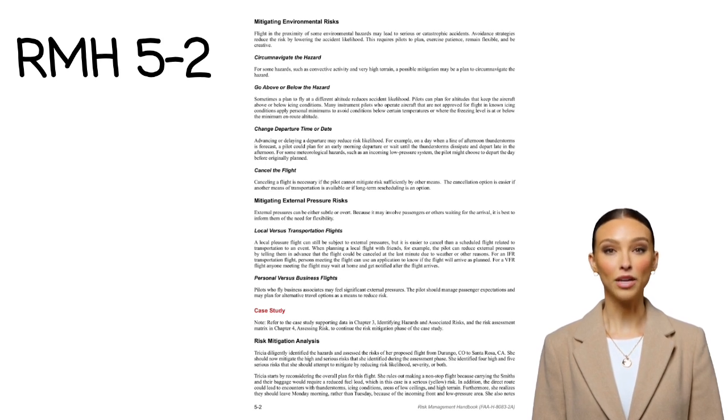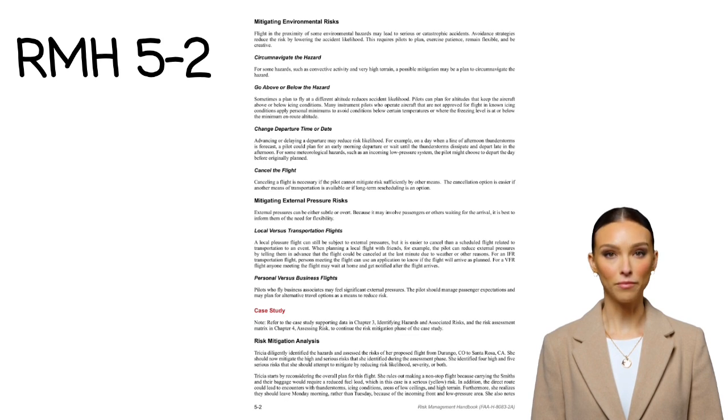Go above or below the hazard. Sometimes a plan to fly at a different altitude reduces accident likelihood. Pilots can plan for altitudes that keep the aircraft above or below icing conditions. Many instrument pilots who operate aircraft that are not approved for flight in known icing conditions apply personal minimums to avoid conditions below certain temperatures, or where the freezing level is at or below the minimum en route altitude.